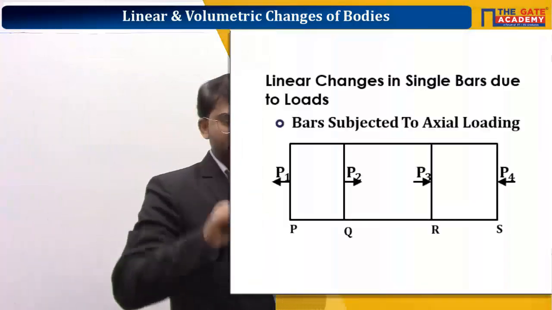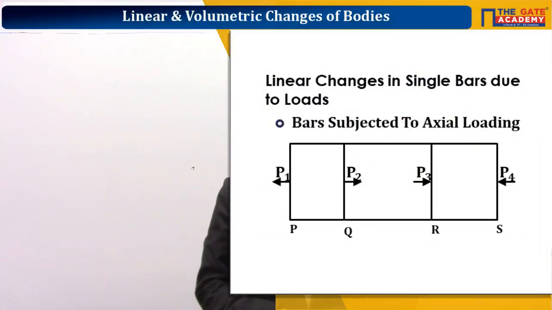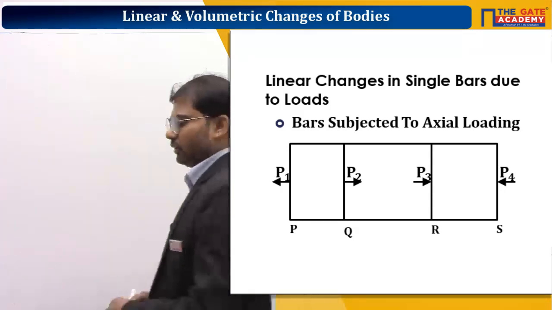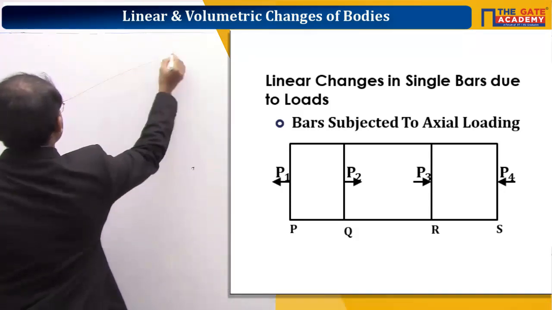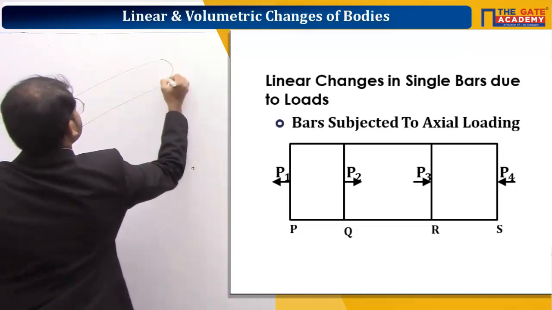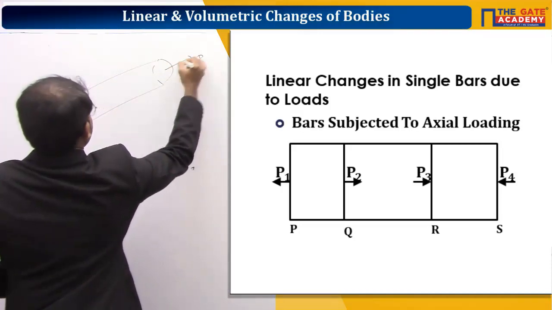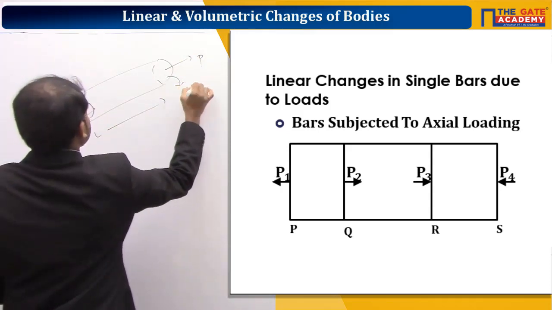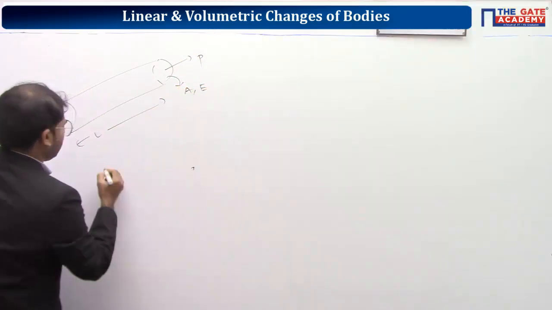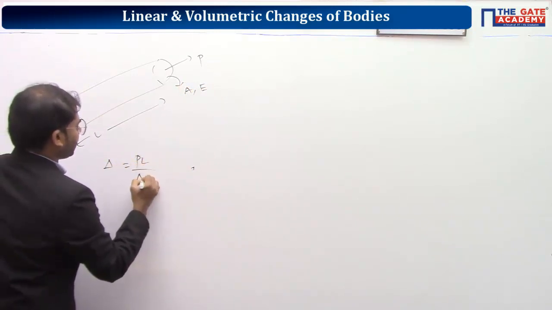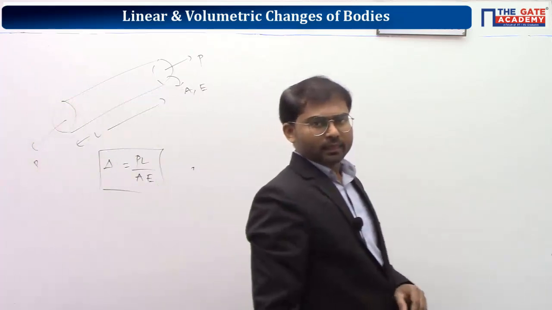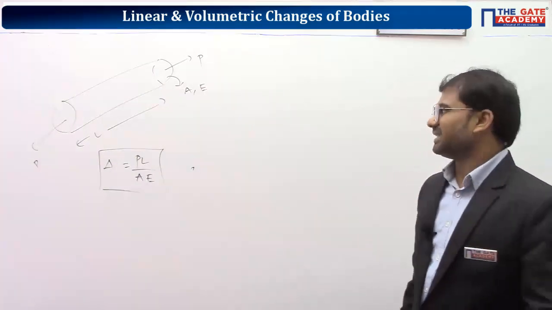So we are going with the first branch of the whole flow chart. Linear changes in the single bars due to loads. So we have a rod like this. Look here. So whole length is equal to L. Area of cross section is A. Young's modulus is E. Elongation is equal to load into length by area into Young's modulus. This is the formula which we generally use.